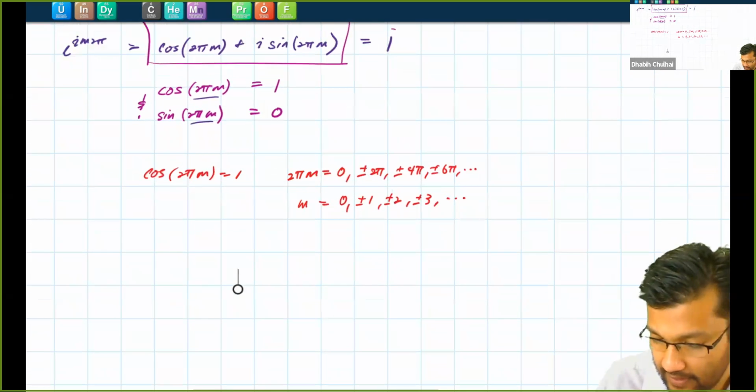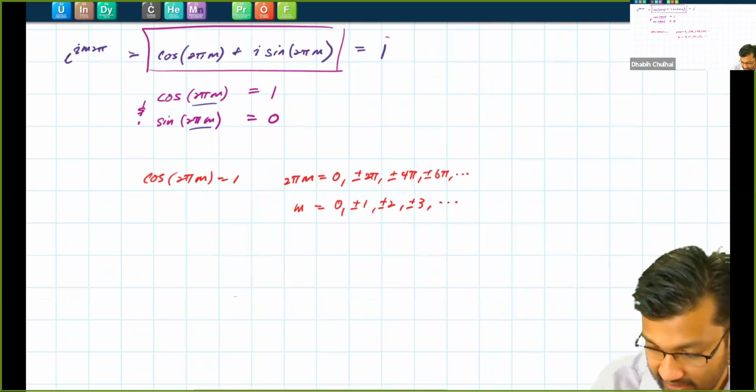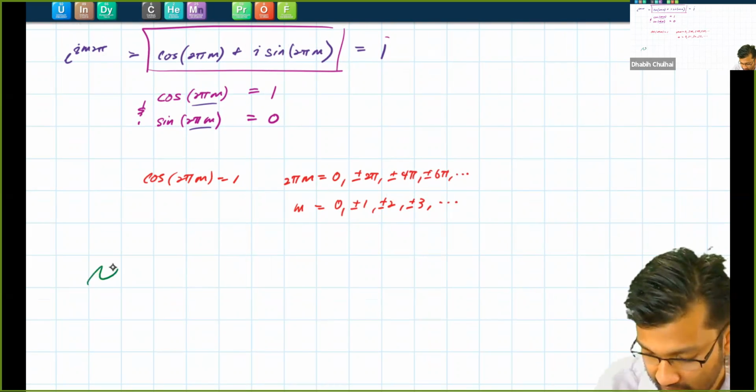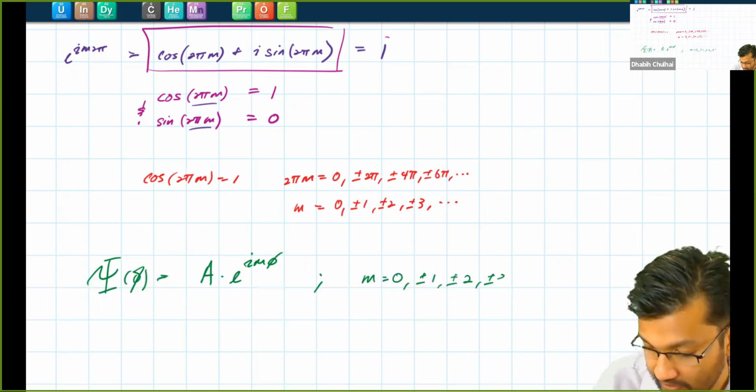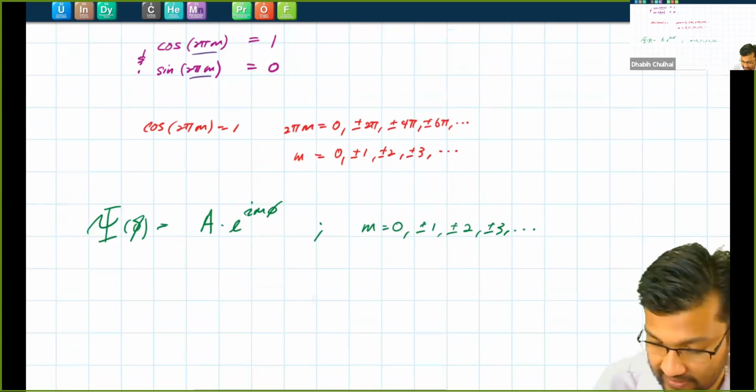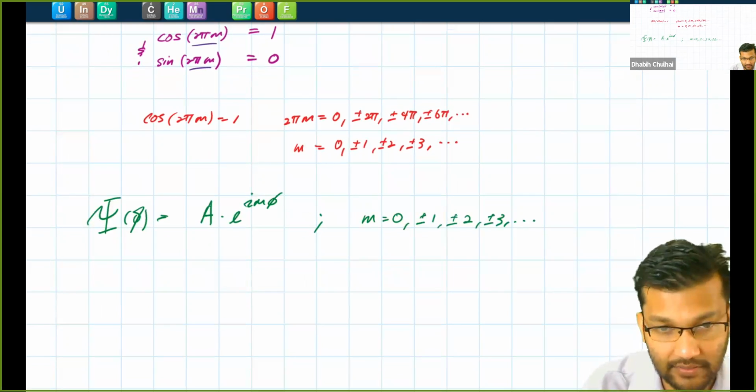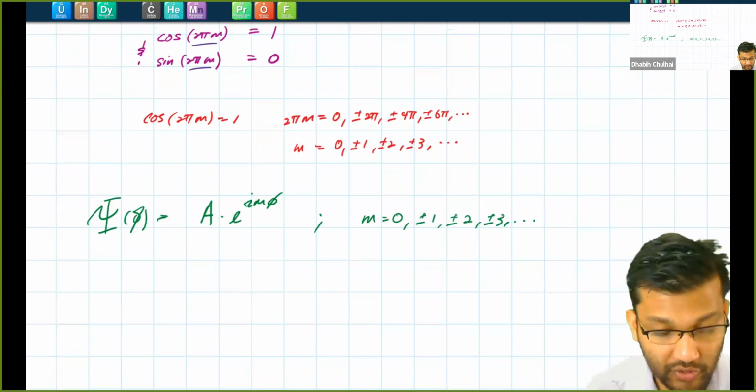All right. And so we're at this point now in our wave function, which is a times e to the i m phi. And we learned that m is either 0 or plus or minus 1 or plus or minus 2 or plus or minus 3, and you get the idea. We still don't know what a is though. A we get from normalization, right?